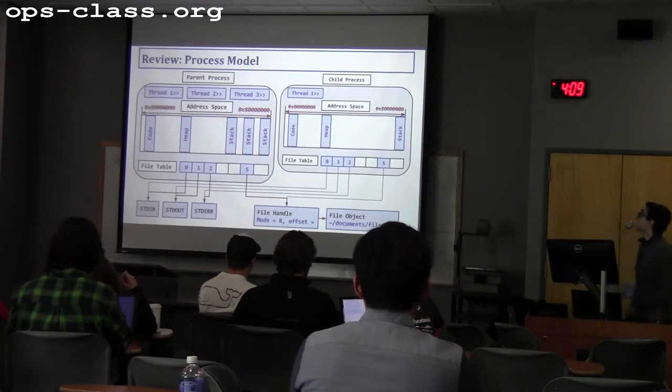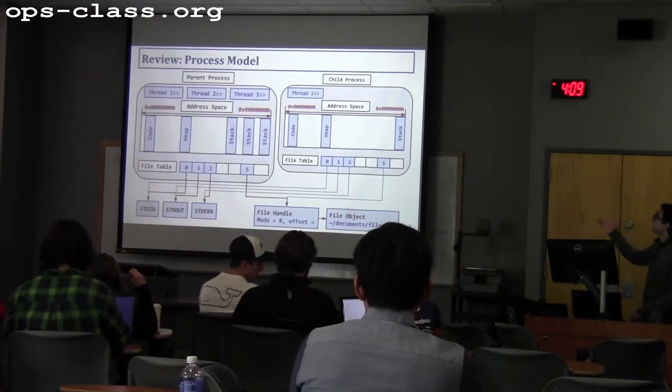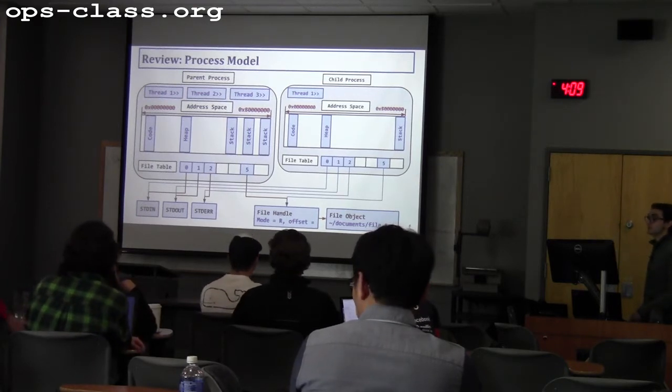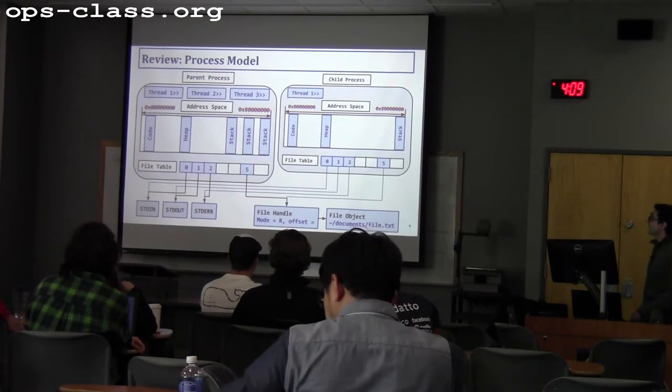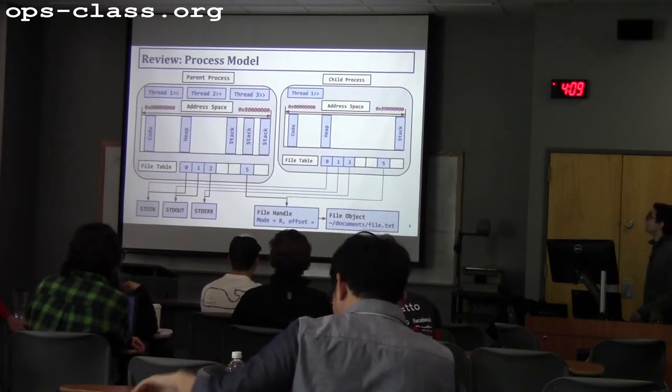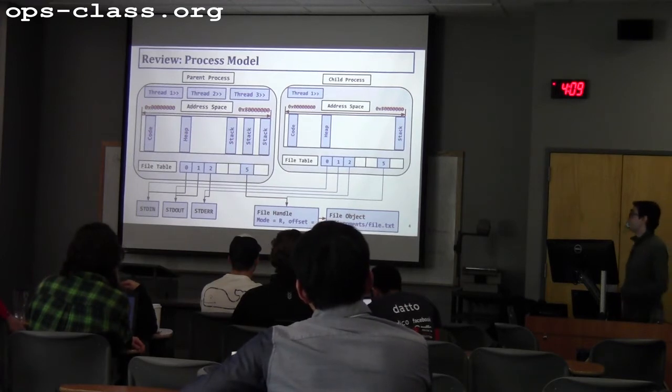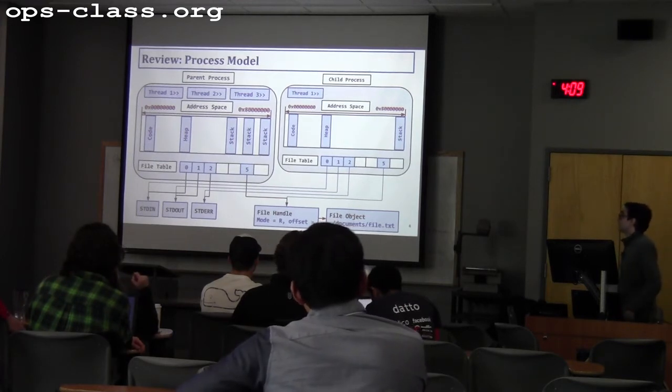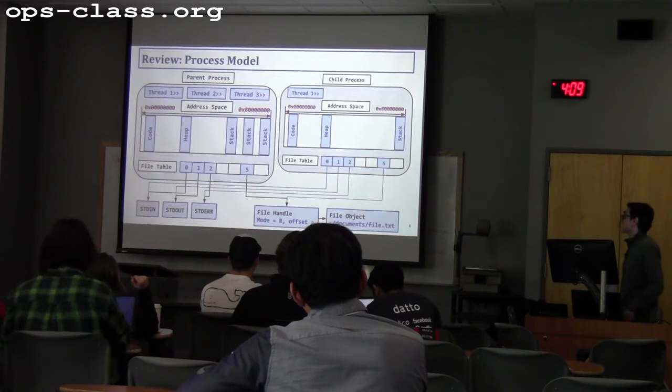So this is how the process model should look. We have a parent process and a child process. As we can see, the file table is private to each process. And the file handle is going to be shared between the parent and the child after the parent forks. And the file object is shared system-wide.